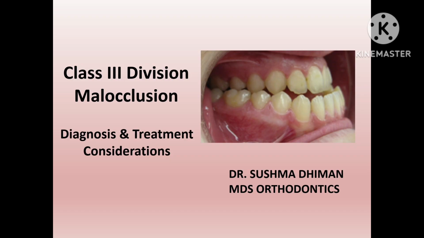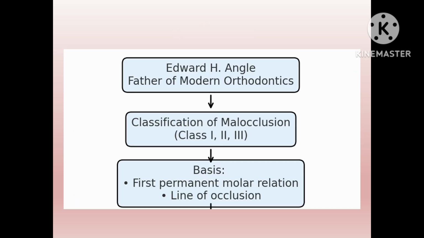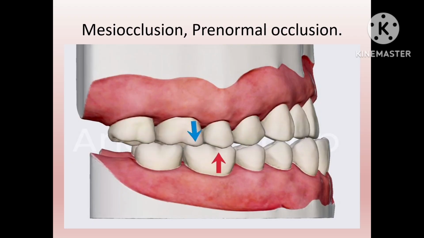Sir Edward Angle, who is also called the father of modern orthodontics, in 1899 classified malocclusion into class 1, 2 and 3. He mainly looked at two things while classifying the malocclusion. The first is the position of first permanent molars and the alignment of these teeth along the line of occlusion. When the mesiobuccal cusp of maxillary first permanent molar occludes posterior or behind the buccal groove of the mandibular first molar, then this relation is known as the class 3 malocclusion.